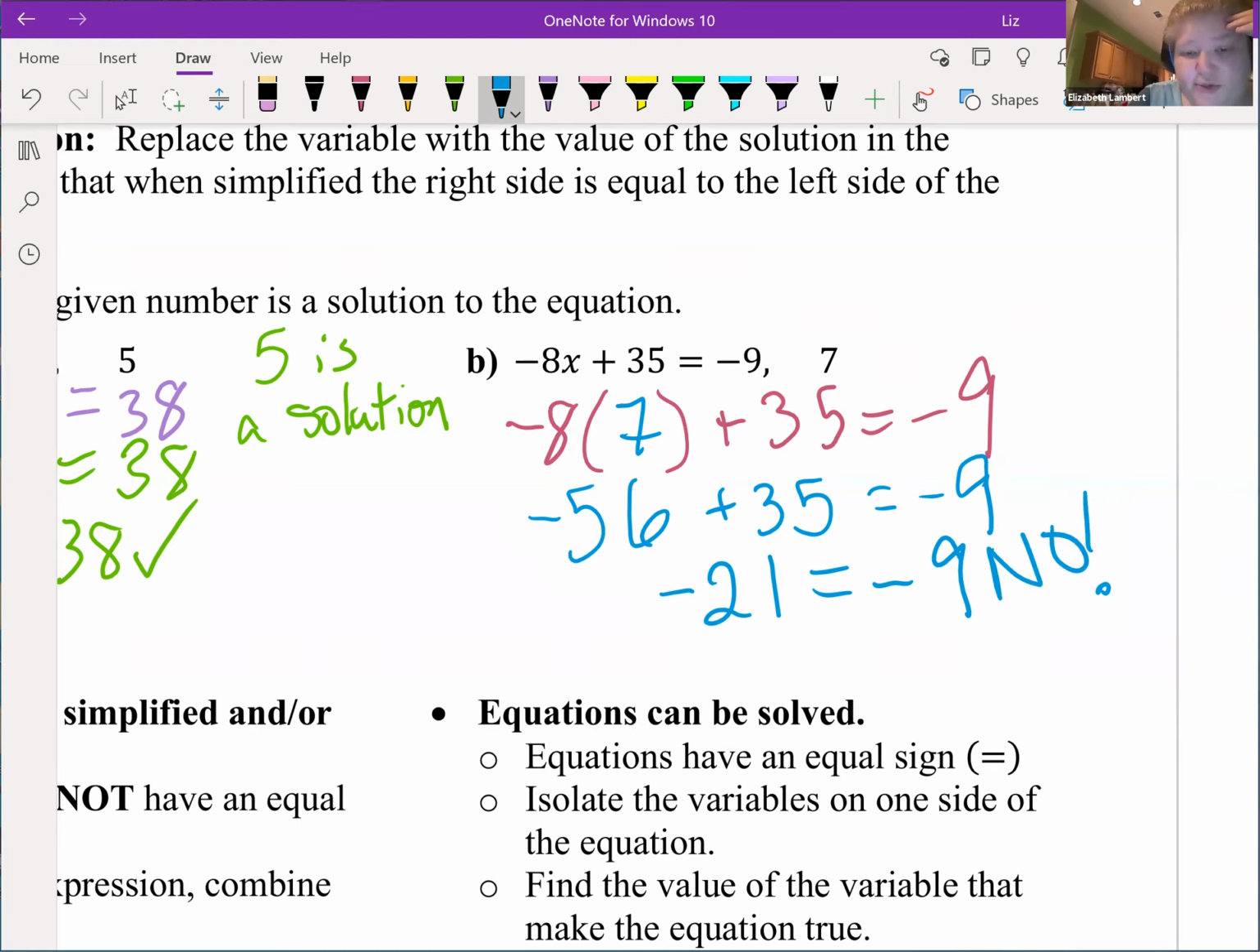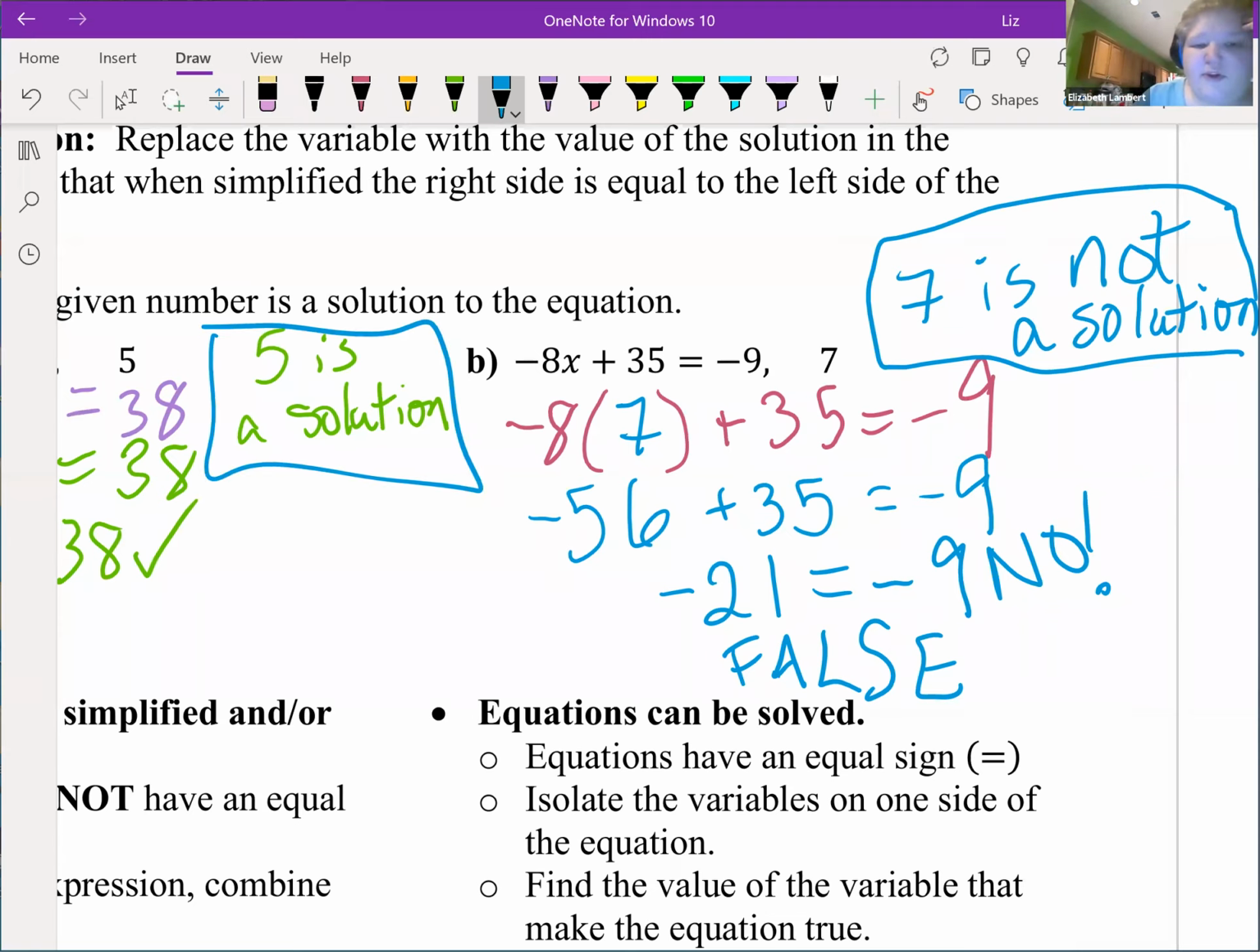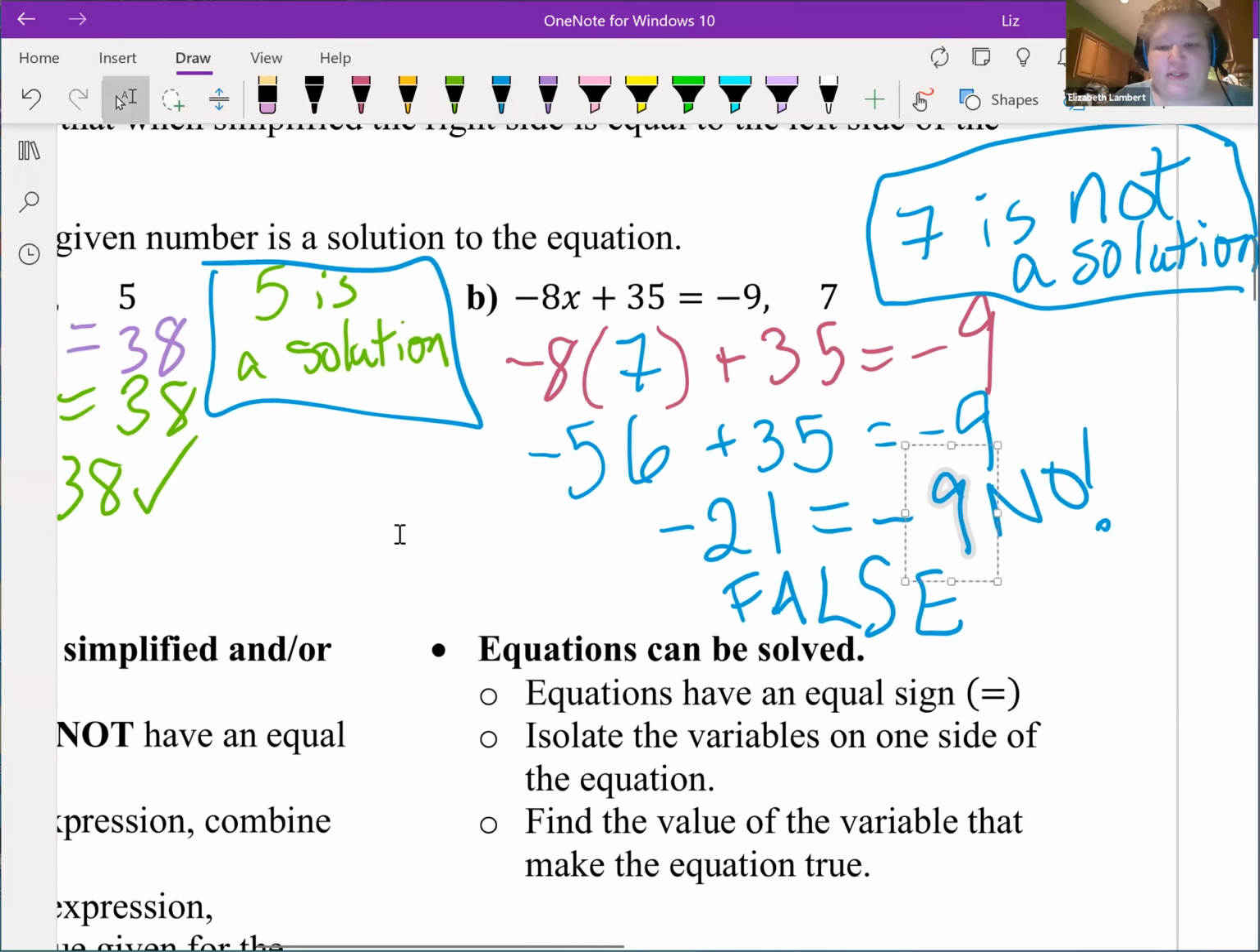This is not a true statement. This is false. So that tells us that 7 is not a solution. Okay, so that's what our answers are for that type of question. Is it a solution? Is it not a solution? And I think it even gives you just two little bubbles, and they might even give you several numbers to check on the same equation.